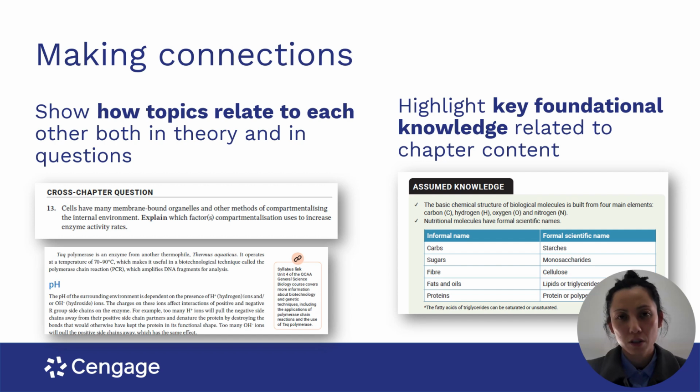Seeing the syllabus links within the theory content, as well as at the start of every chapter, there is a list of assumed knowledge, which is the information that students have learnt previously that will be relevant for their success in the current topic they're about to learn.